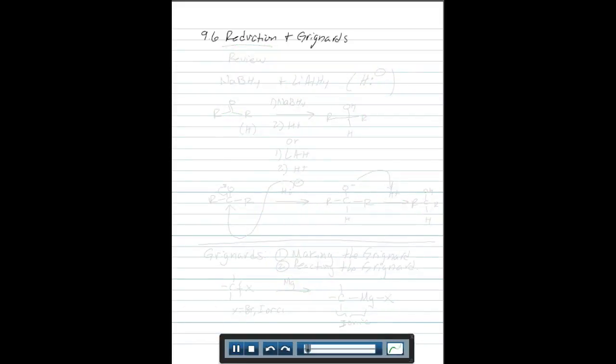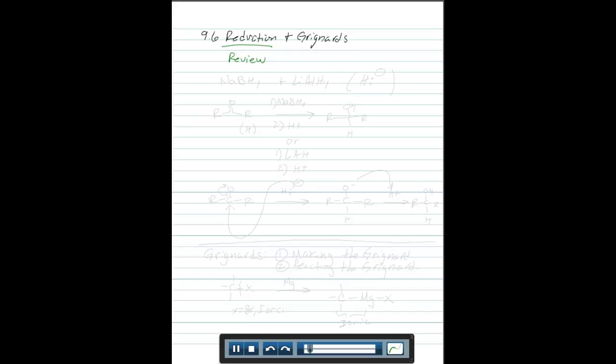Right, 9.6. We're going to talk about reductions, which is a review from last chapter. Your author likes to review things from chapter to chapter. The Grignard, we talked a little bit about what Grignards were, but now we're going to get much more into them. So the review is the reduction part.